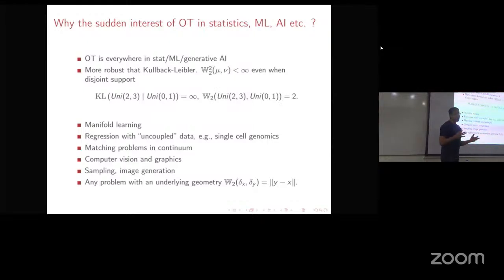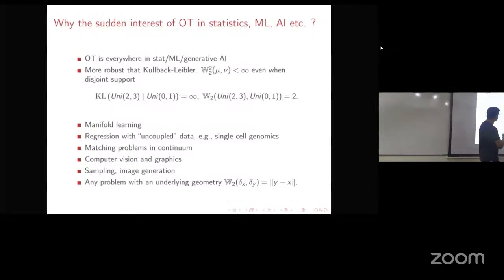On the other hand, for optimal transport-based methods, the Wasserstein 2 distance between these two distributions is still finite. In fact, it is pretty easy to say what the map is that will take uniform 0, 1 to uniform 2, 3. Well, you generate a number from uniform 0, 1, and add 2. So what is the distance that you're moving? 2. That's always finite. Good. So this kind of thing is very convenient.